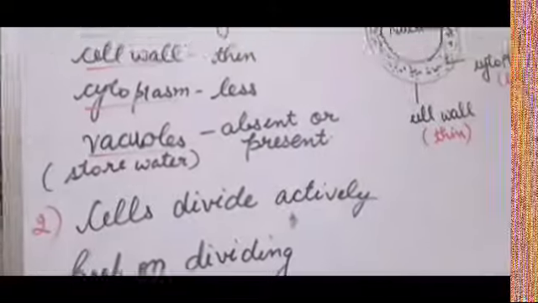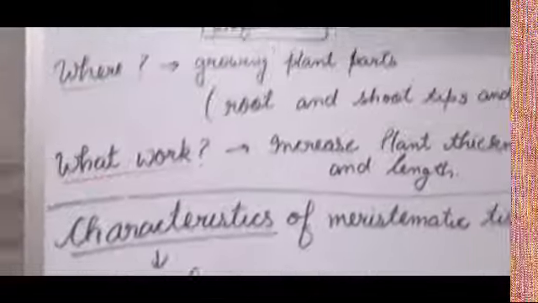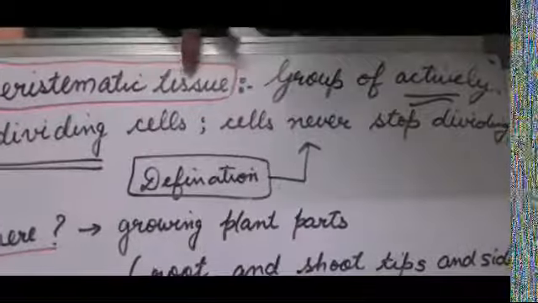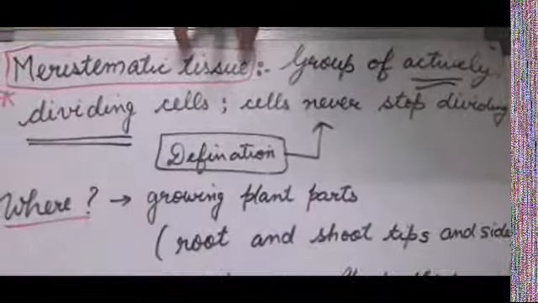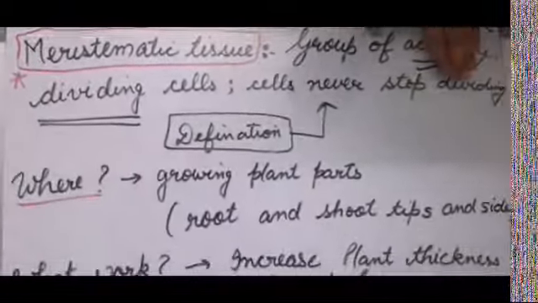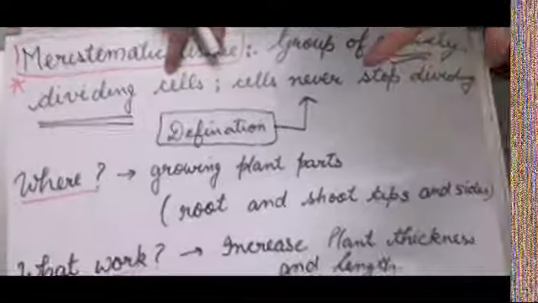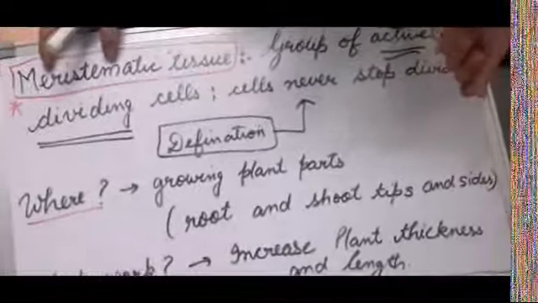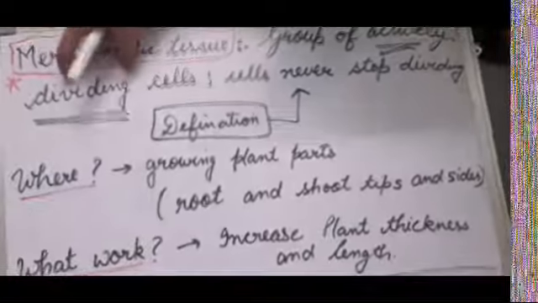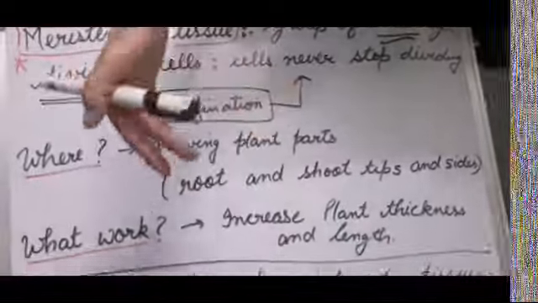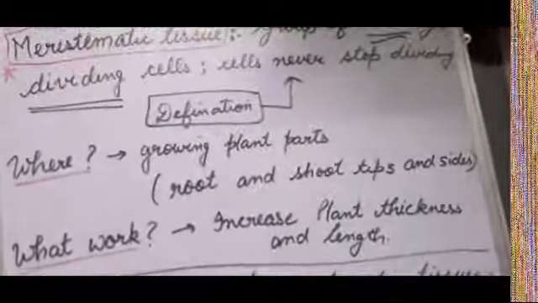So look at the definition again. This definition is very important. What is a meristematic tissue? Firstly, tissue means group of cells. So what type of cells? Whenever the word meristematic comes, you have to write actively dividing cells which keep on dividing, they never stop dividing.